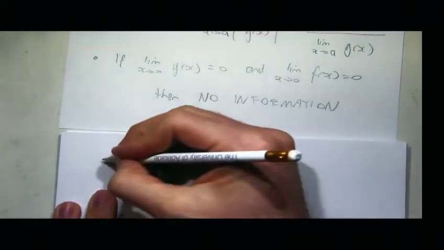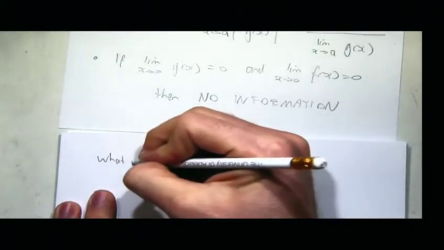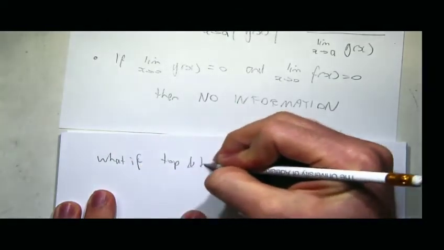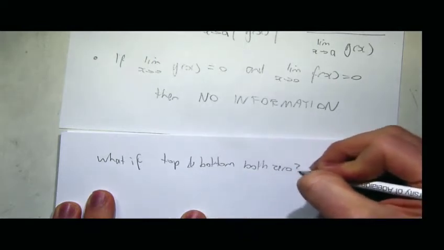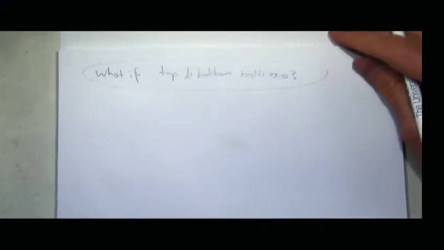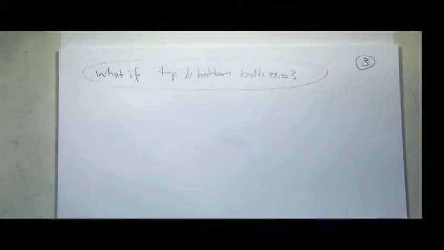So if the top and bottom are both 0, what if the top and bottom are both 0? That's our question. And you'll find in almost all exams that this will happen at least once. Otherwise, there's nothing fun to do to prove that you know how limits work. So if the top and bottom are both 0, you've got a couple of options.